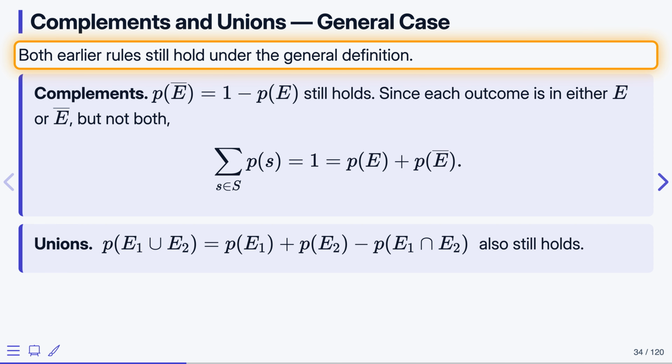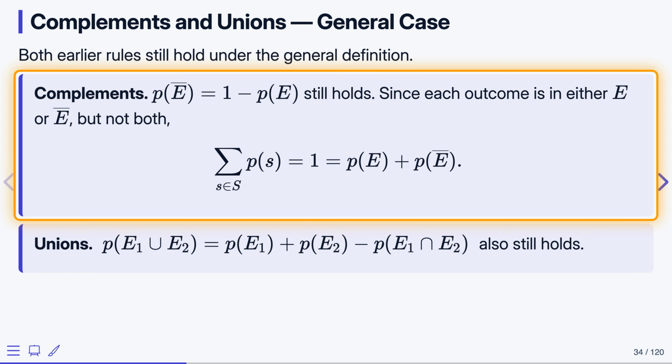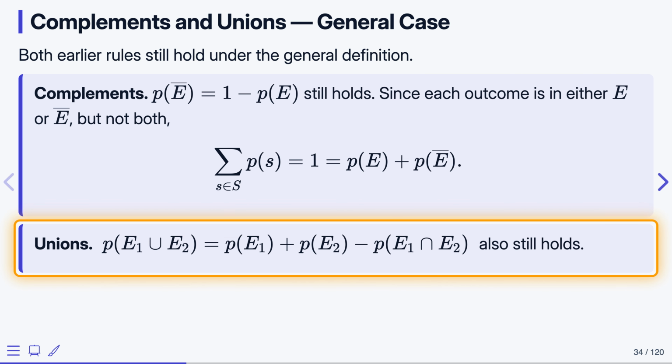Good news. The 2 rules we learned before still work in the general case. First, the complement rule. The probability of not E is 1 minus the probability of E. This is true because every outcome is either in E or in not E, but never both, so their probabilities add to 1. Second, the union rule. The probability of E1 or E2 is P of E1 plus P of E2 minus P of both. Both rules carry over.